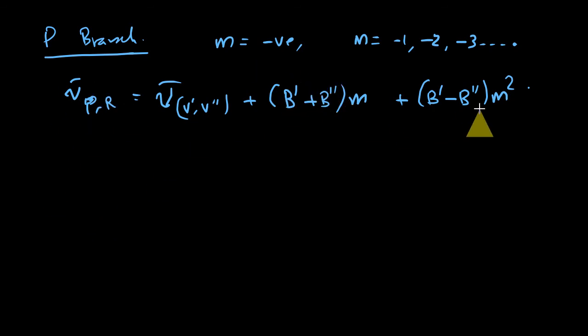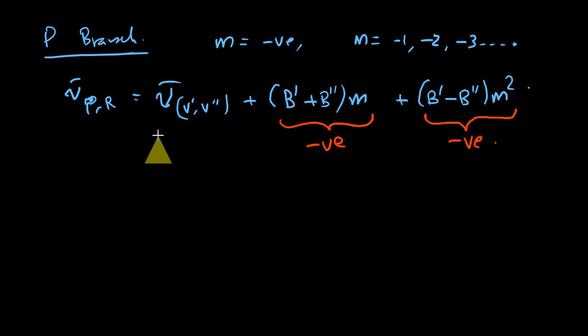And in this case, M is negative. If M is negative, then this term, B prime plus B double prime, is a positive quantity, and M is a negative quantity. So this quantity will be a negative quantity. And here, B prime minus B double prime is itself a negative quantity, because we are considering that B prime is less than B double prime. So this is a negative quantity, and that negative quantity is multiplied by a positive quantity, because M square will always be positive. Square of -1, -2, -3, all these are positive quantities.